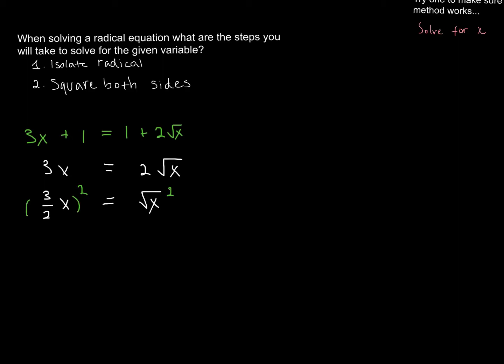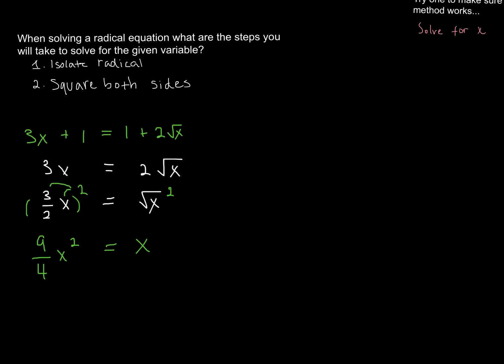So 3 over 2 squared, remember I distribute this in, I'm squaring both of these things. Well, 3 squared is 9 and 2 squared is 4. So I'll have 9/4 x squared equals x. And here you're like, well, how do I solve for this? And what you've got to recognize is that this is going to be a quadratic.